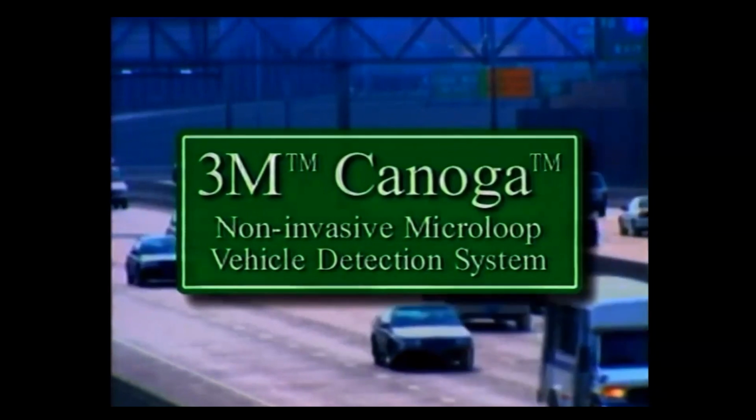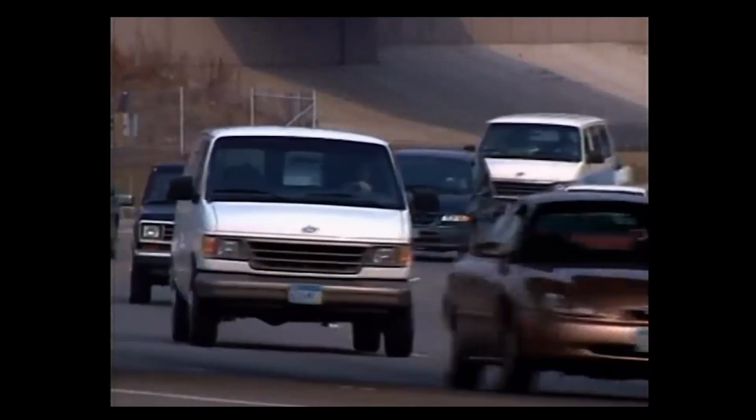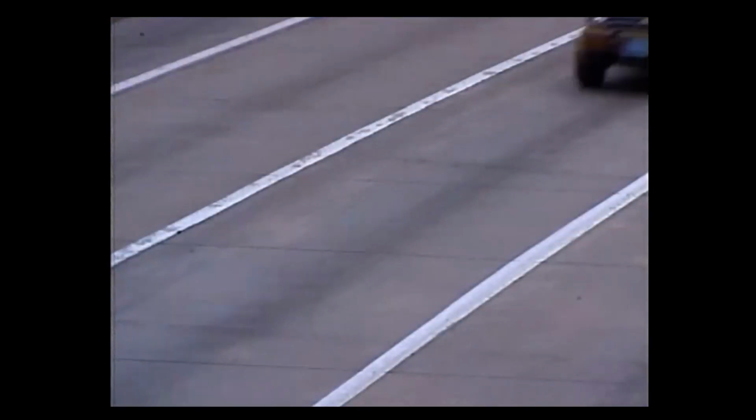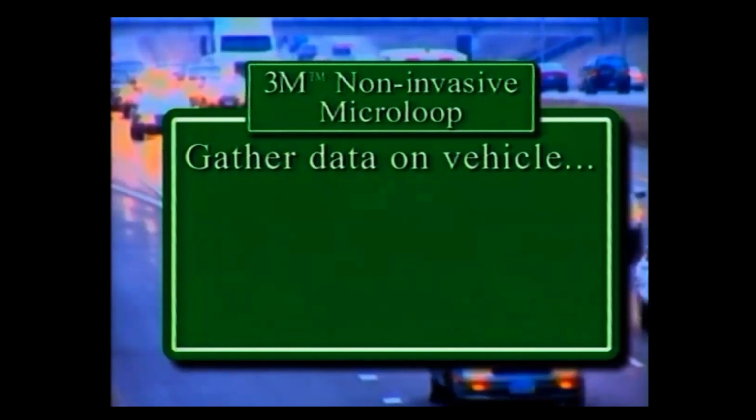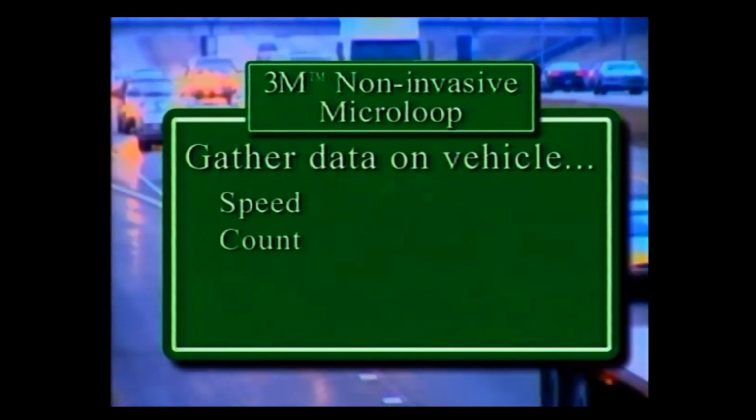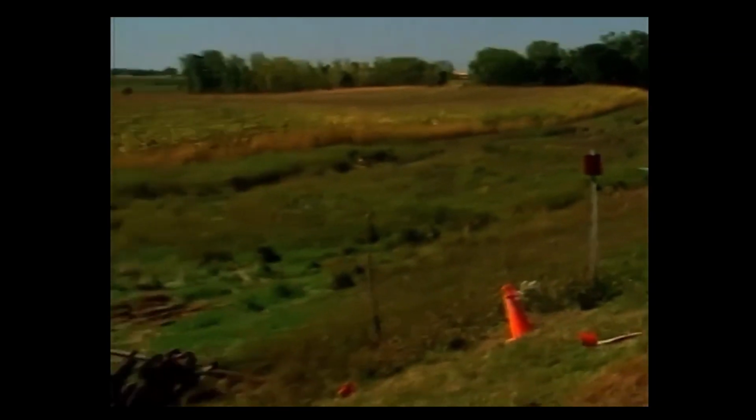roadways. The 3M Non-Invasive Microloop System is an intelligent vehicle sensing system for your freeway and advanced detection applications. It allows you to accurately gather valuable data on vehicle speed, count, occupancy, and vehicle length. But what's unique is that the system is non-invasive.